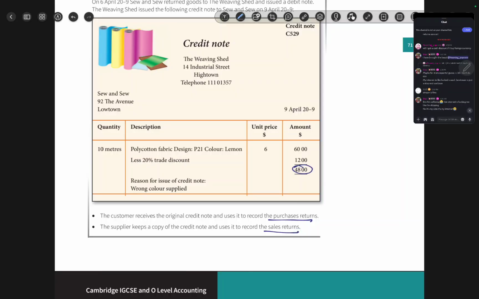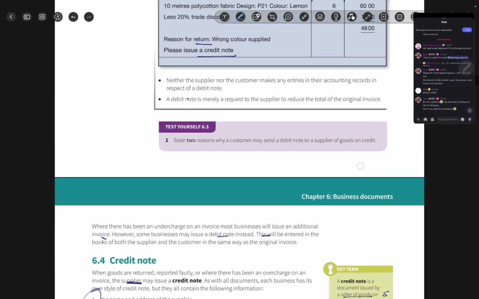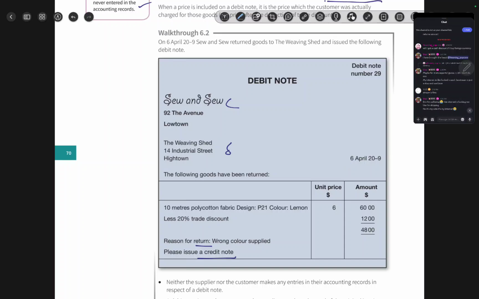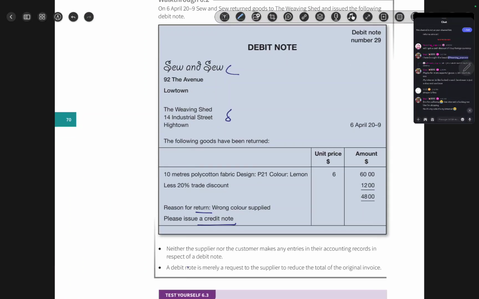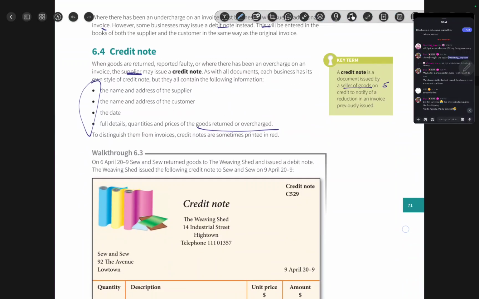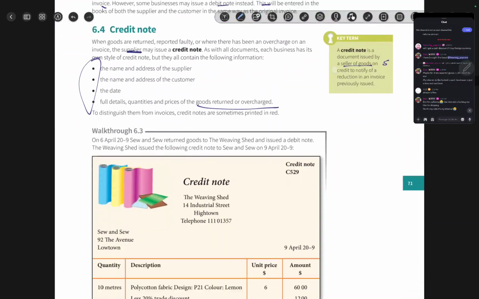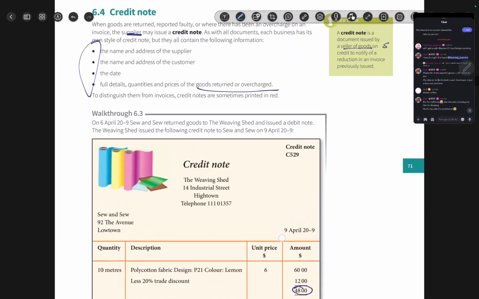Using this, we record stuff, but using the debit note, we don't do anything because it isn't guaranteed. I sent a debit note, but the supplier rejected it. Boom, no purchase returns. That's why we don't do anything using the debit note, but we record stuff using our credit note.